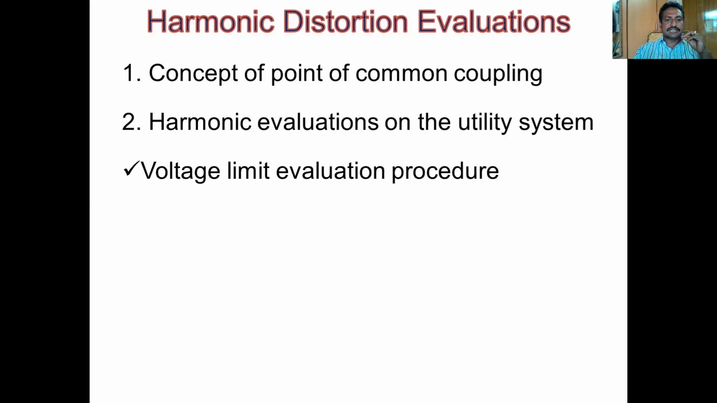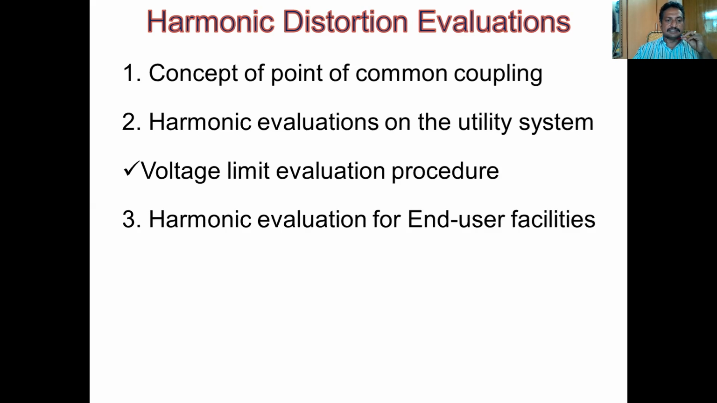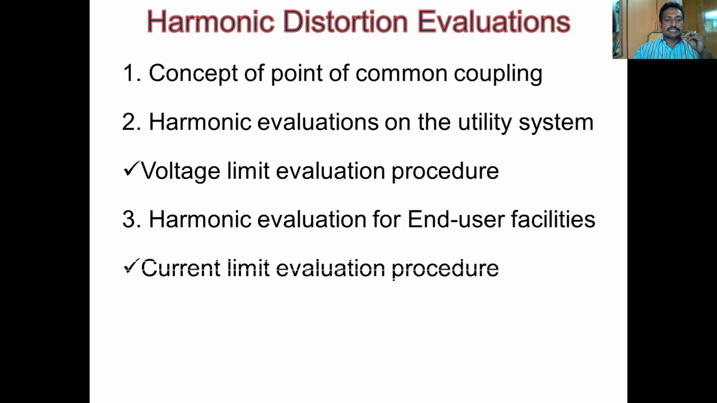This utility system can be evaluated with the help of a voltage limit evaluation procedure. Then harmonic evaluation for end users, also customers, facility, can be done using the current limit evaluation procedure. Why? Generally the source side generates a fixed magnitude of voltage, so there we want to evaluate the voltage limit. But on the end user side, we are applying different loads, so automatically there is a change in the current. So we want to see the current limit evaluation procedure. So this is about the 3 things. We will continue in detail about these 3.